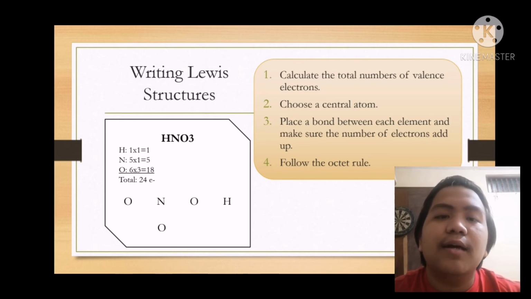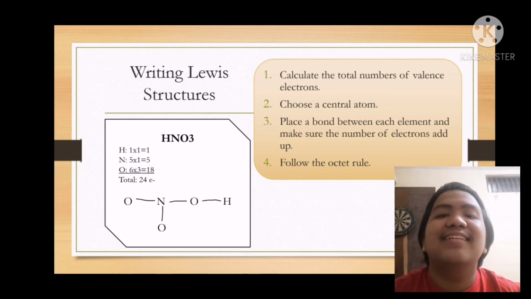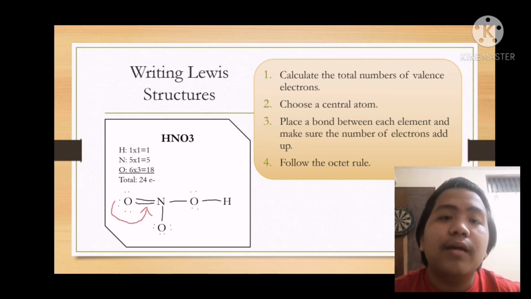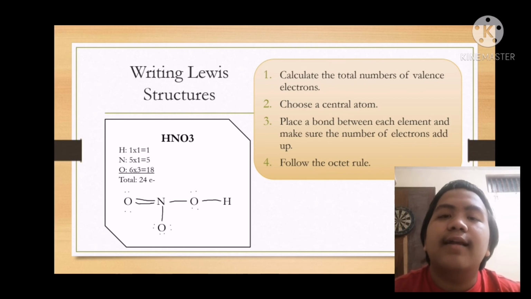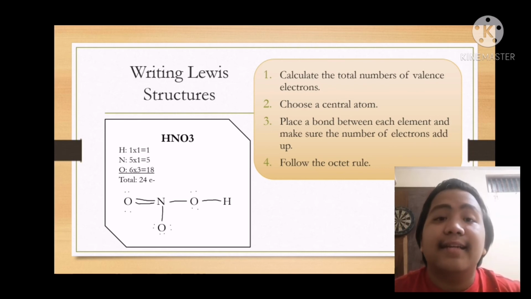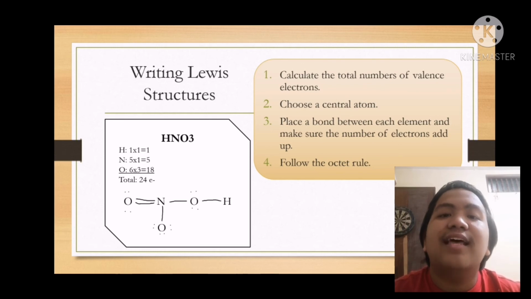Hydrogen usually occupies the end position in the Lewis structure. Next, we place a bond between each element. After that, we place the valence electrons left on each element. The N atom has only 6 valence electrons. Therefore, we move a lone pair from one of the end O atoms to form another bond with N. Now, it satisfies the octet rule.